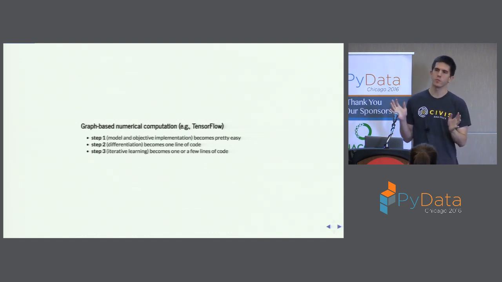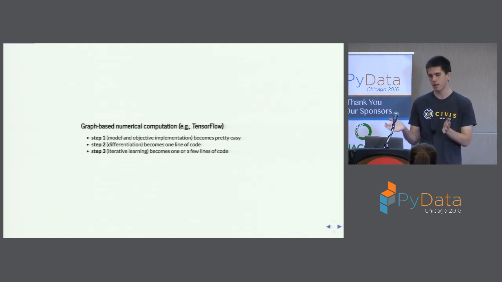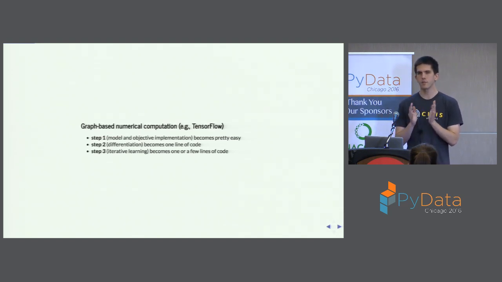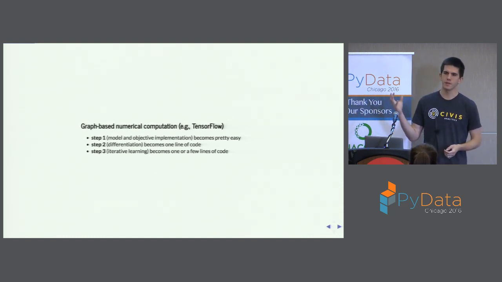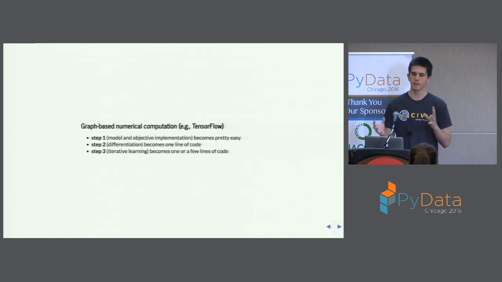So TensorFlow and more generally graph-based numerical computation methods like it, including Theano, really help this process, because for step one, the implementation of the objective function becomes much easier because it's a standard interface and tools for a lot of the different functions you would want to do, like softmax or a sigmoid function. All the matrix multiplication things become much easier. Step two, which was very hard before, becomes one line of code.